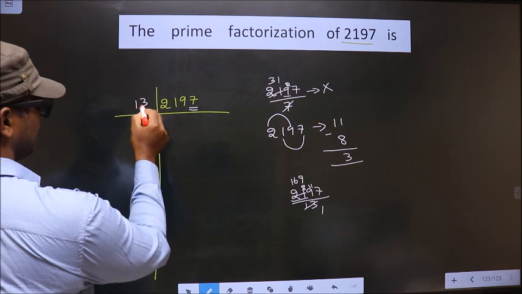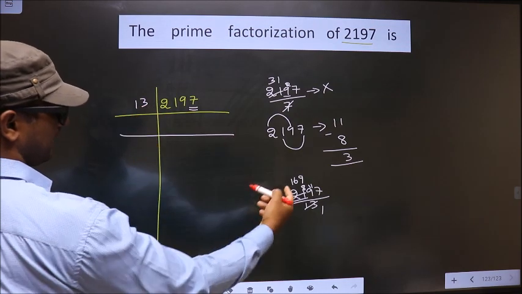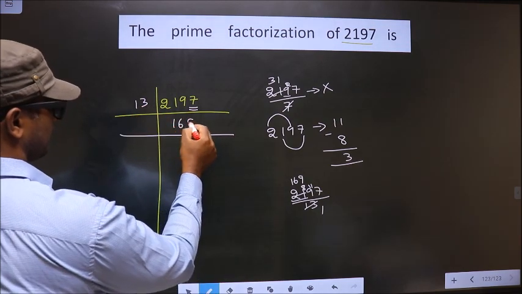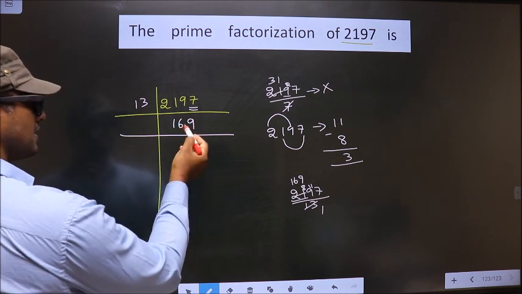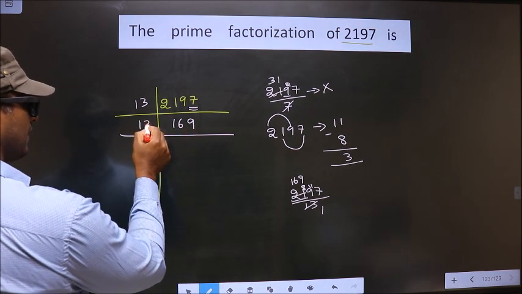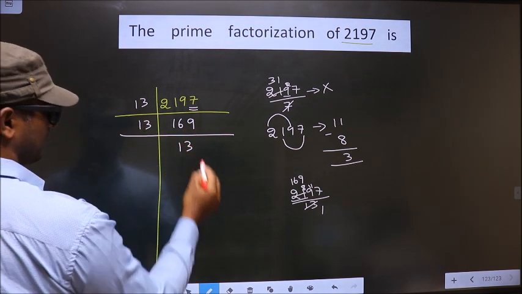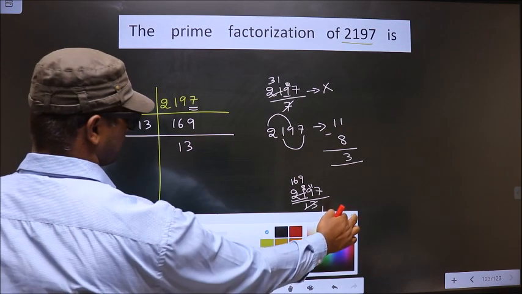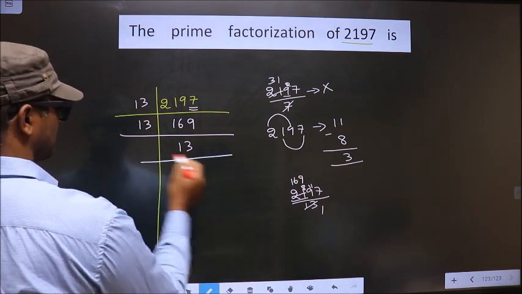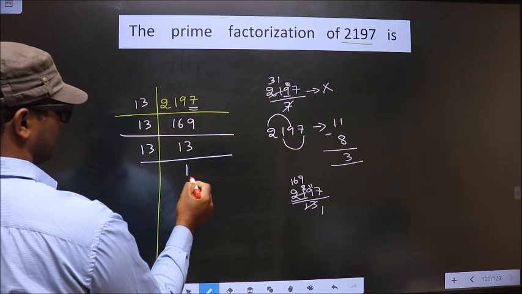So we take 13 here. We get 169. See, 169 is 13 square. So 13, 13 we take. Now, 13 is a prime number, so we take 13 and 1.